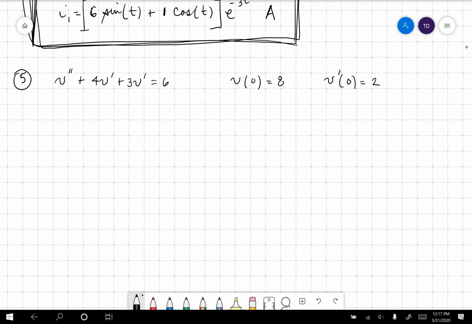Okay, so this time there is a forced response because I have this 6 over here and it's not 0. So there's a forced response, there's a homogeneous response. We always start with the homogeneous response.